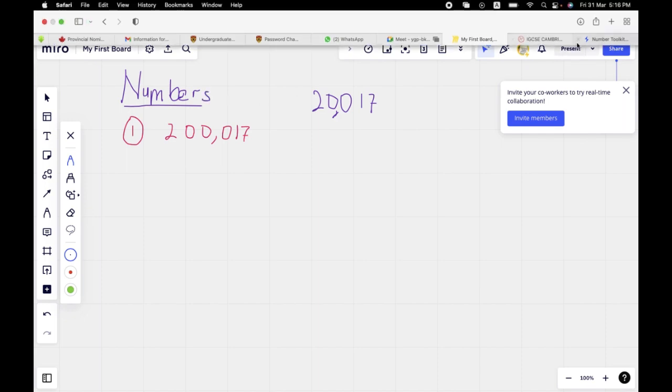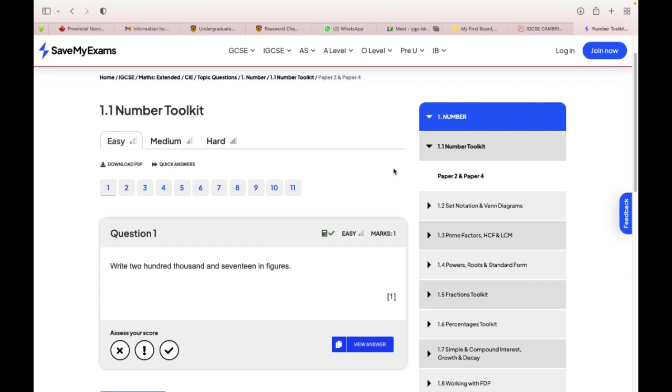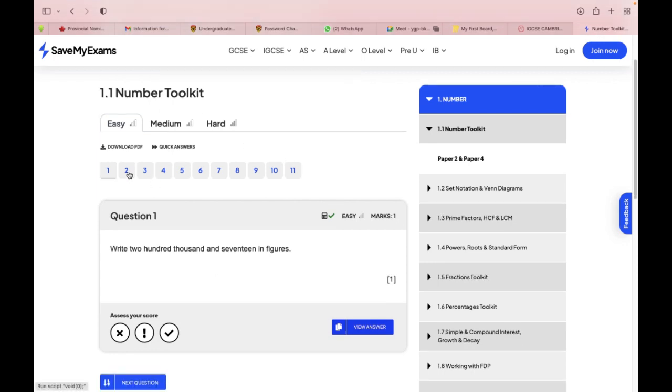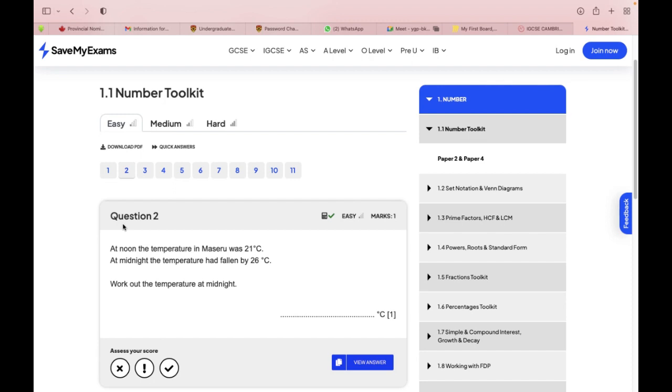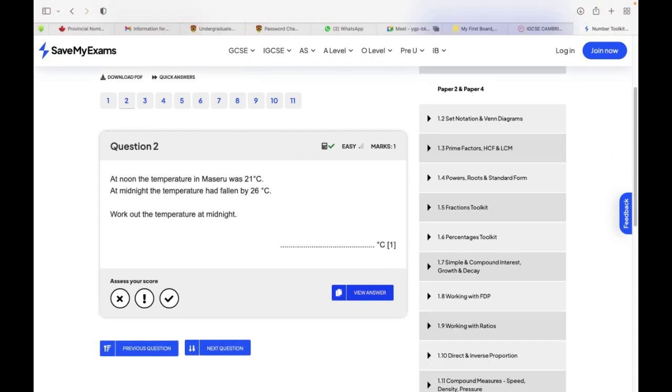Question number 2. These ones are usually in exam papers. This particular question says, at noon, the temperature in Maseru was 21 degrees Celsius. That's at noon, probably in the daytime around 12. At midnight, the temperature had fallen by 26, meaning it went down by 26. So work out the temperature at midnight. What will the temperature be?